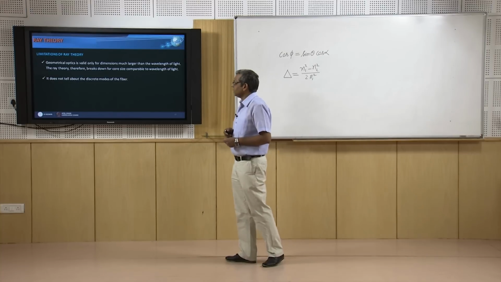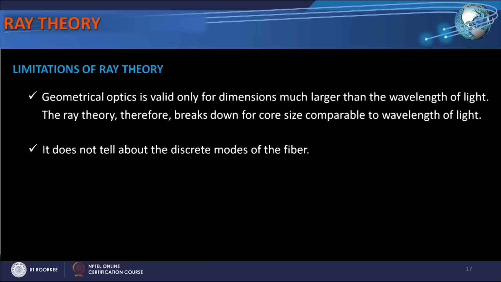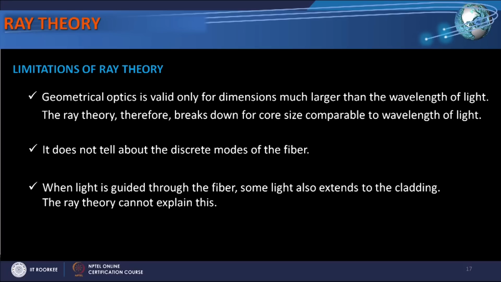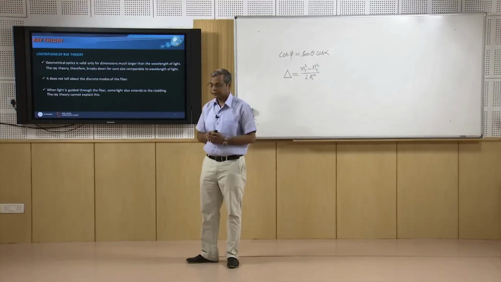Second, it will not tell you the discrete modes of the fiber. As we will go along, we will learn that the fiber supports certain discrete modes of propagation, but ray theory cannot tell you about them. Third, when light is guided through an optical fiber, some light also extends into the cladding, and ray theory cannot explain this. So, these are some limitations of ray theory.